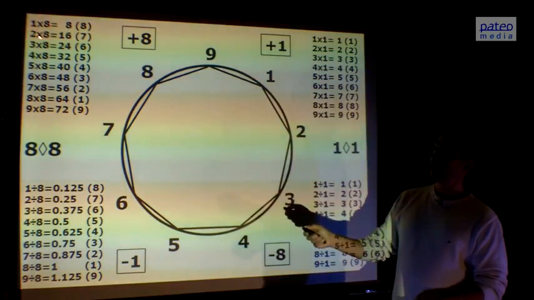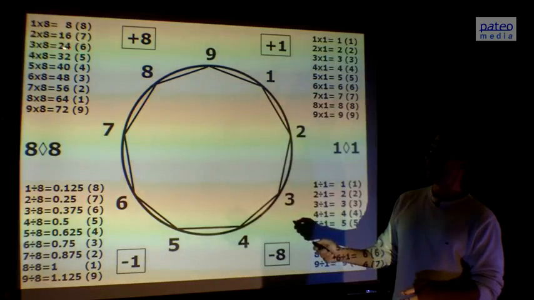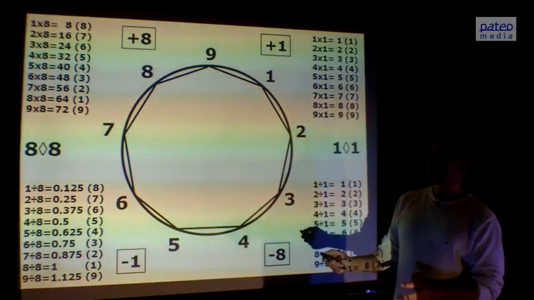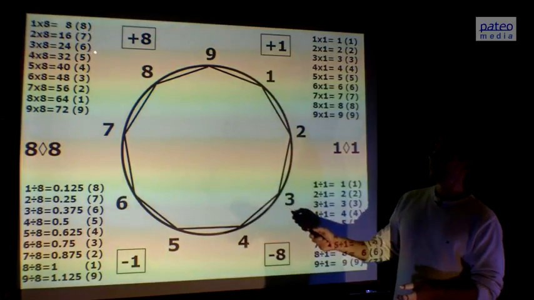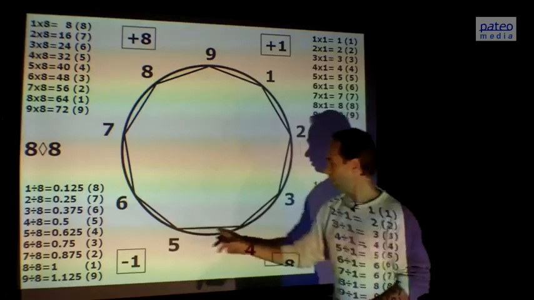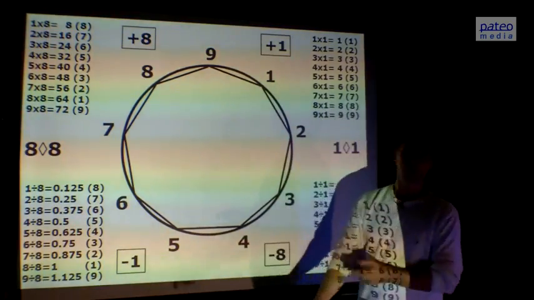1 times 8 is 8, 2 times 8 is 16, but we add up the 1 and the 6, then we get 7. 3 times 8 is 24, we add the 2 and the 4, we get 6, and so on. This is 8, 7, 6, 5, 4, 3, 2, 1, 9. So it's this, 8, 7, 6, 5, 4, 3, 2, 1, 9. It's going like this, counterclockwise.